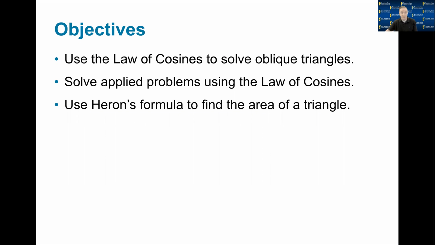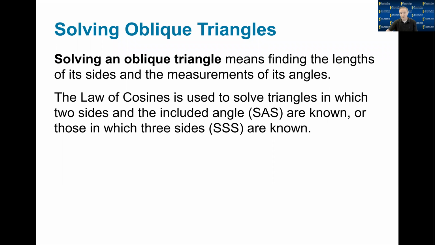in our objectives, we'll be using the law of cosines to solve oblique triangles. Remember, oblique triangles are just any triangle that doesn't have a right angle. And in fact, even if it does have a right angle, the law of cosines can still be used. We will solve applied problems using the law of cosines, and then a few problems at the end of the section. We'll be looking at areas of triangles by using Heron's formula, using the semi-perimeter of a triangle to determine its area.